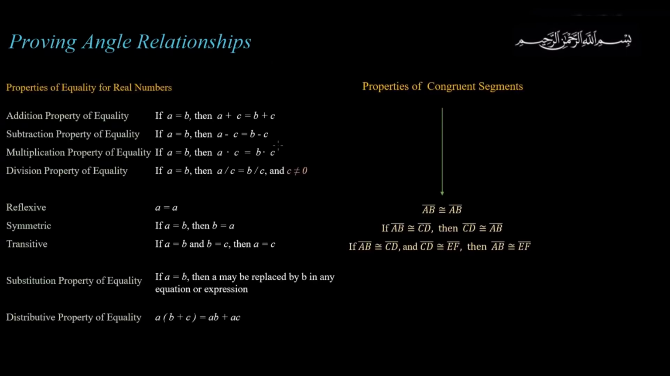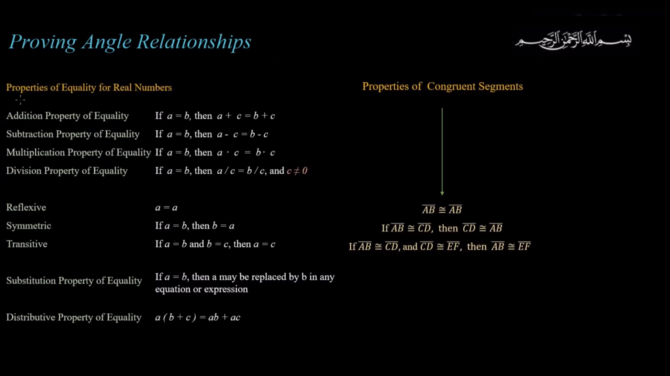Bismillahirrahmanirrahim. Today I'd like to talk about some postulates and theorems that we use in proving angle relationships, similar to what we had done before for segments. In fact, our starting point is going to be this particular table, for which I hope we are reasonably familiar now.